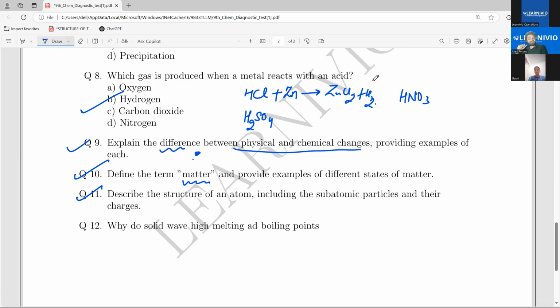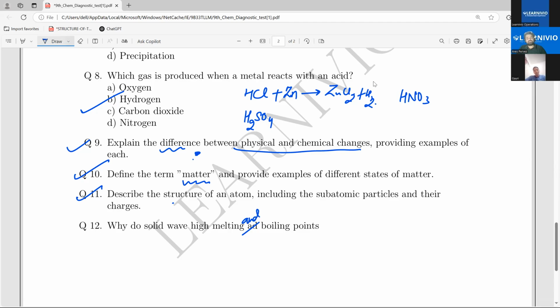And what are their charges? Proton is positive, electron is negative, and neutron is neutral, zero. Yeah, good.